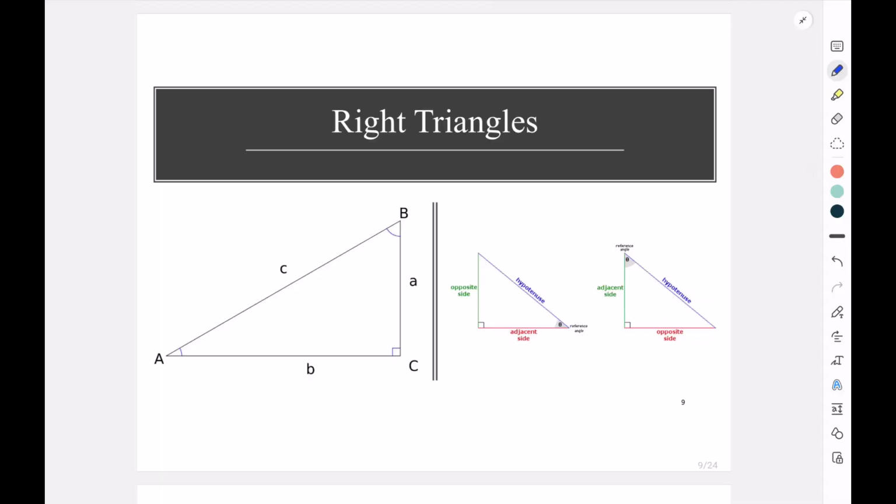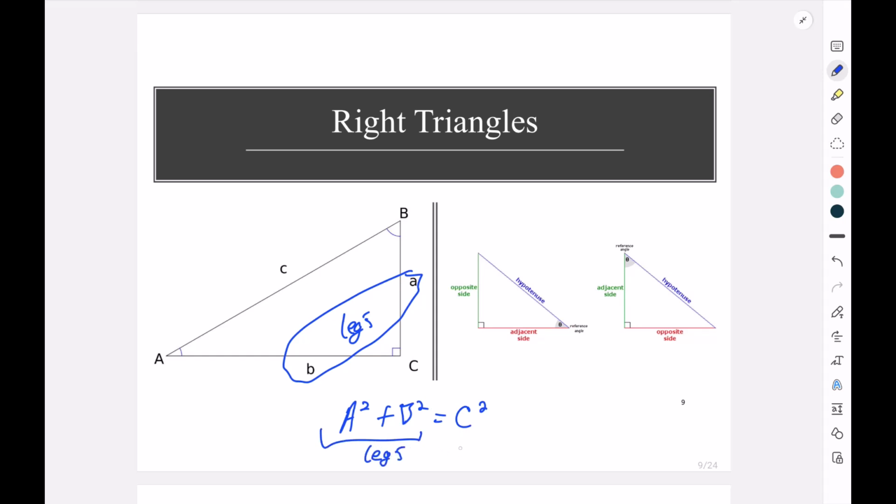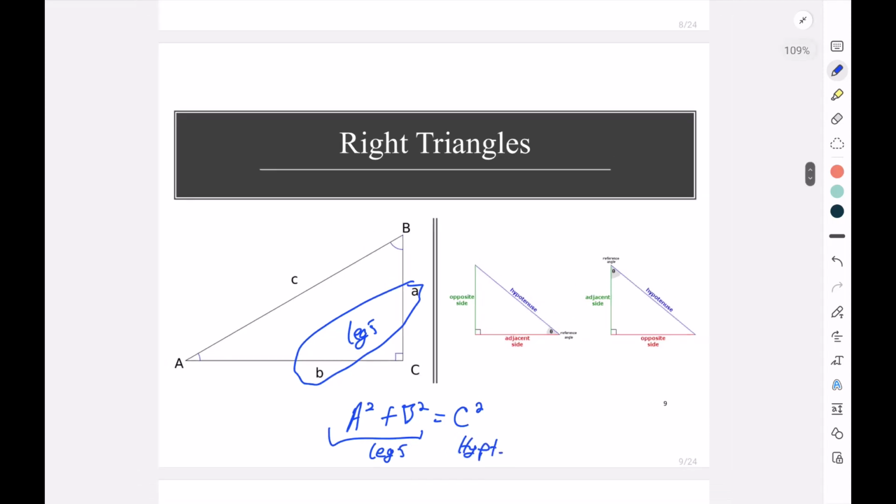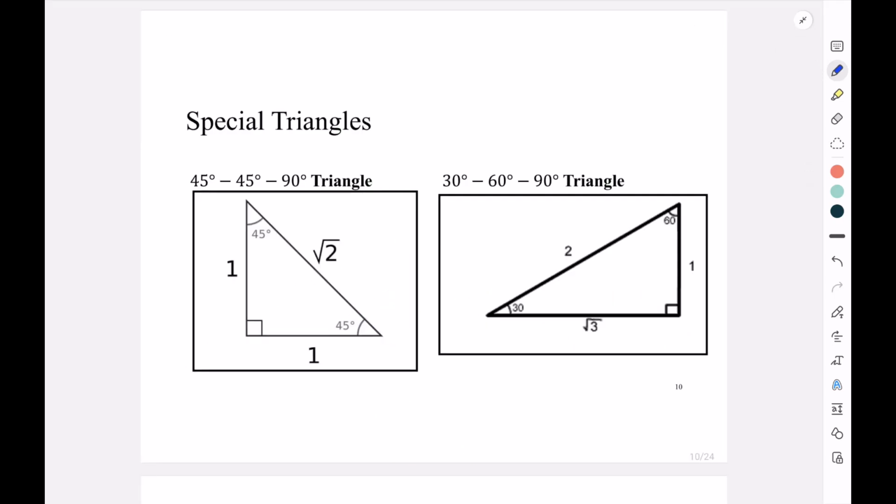Next we have right triangles, and they're pretty straightforward. Your a and your b will always be legs, and your c will always be your hypotenuse. In the Pythagorean theorem, a squared plus b squared equals c squared, a and b are always the legs and c is always the hypotenuse. Where our theta lies will tell us where our opposite and adjacent sides are. Next, we have the special triangles: a 45-45-90 degree triangle and a 30-60-90 triangle.